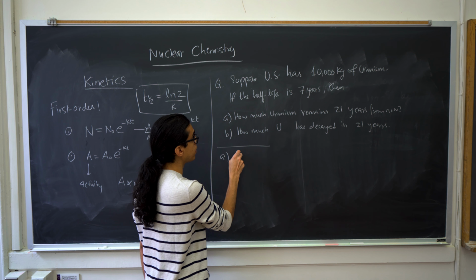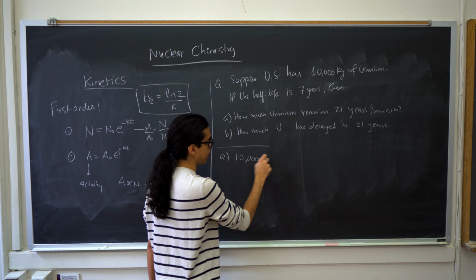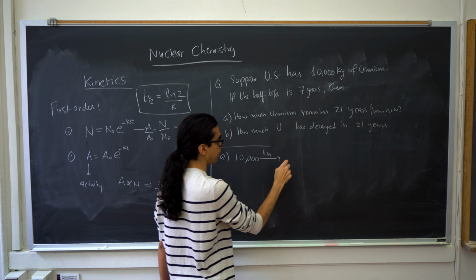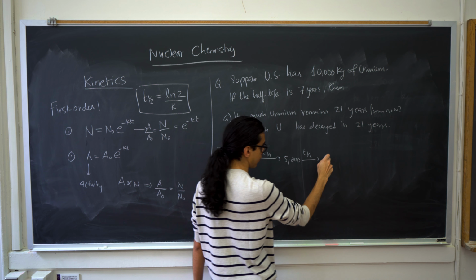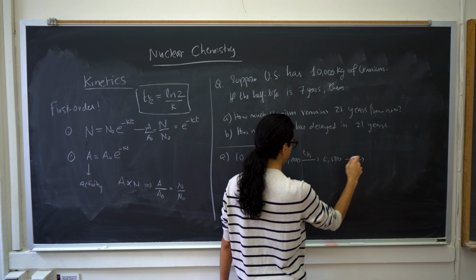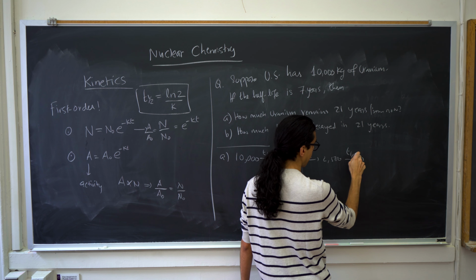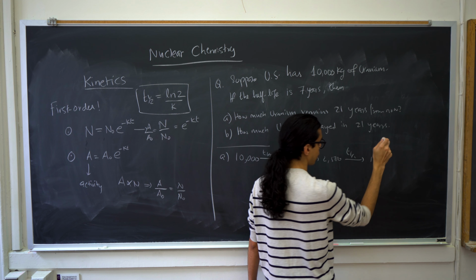So A, take your 10,000, wait a half-life, get 5,000, wait a half-life, you get 2,500, and one more, 1,250.